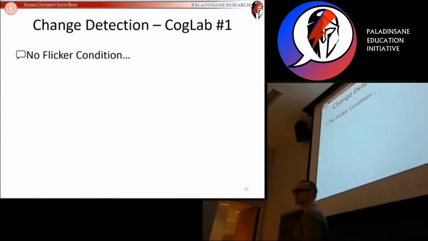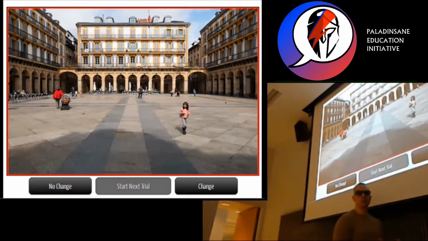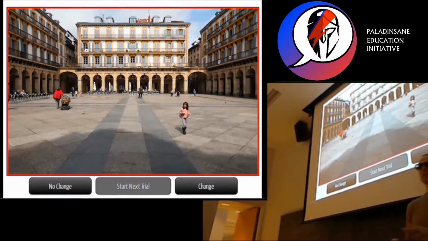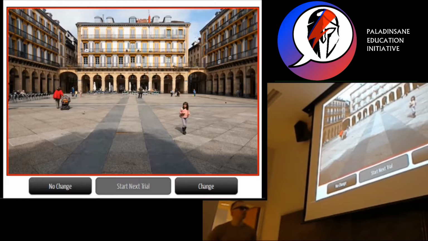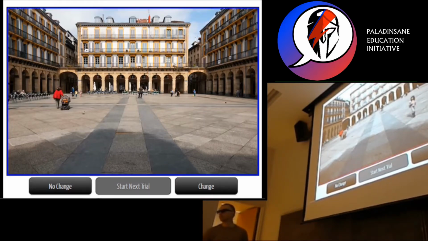So now let's take a look at the no flicker condition. In this case, we're going to see two images alternating, no gray box between the two. And once again, put your right hand up if you see a change, put your left hand up if you see no change. So let's alternate between the two. Yeah, so this one is very apparent, very quick.